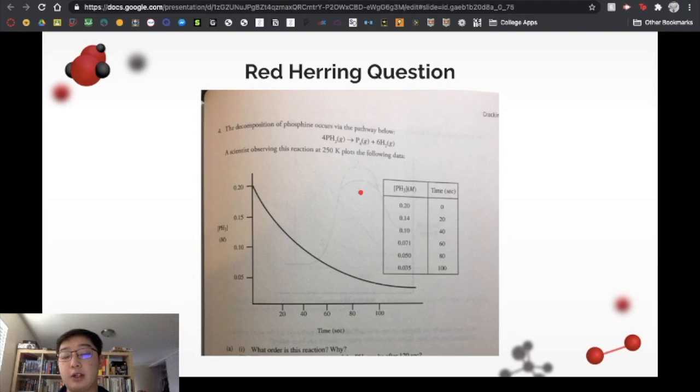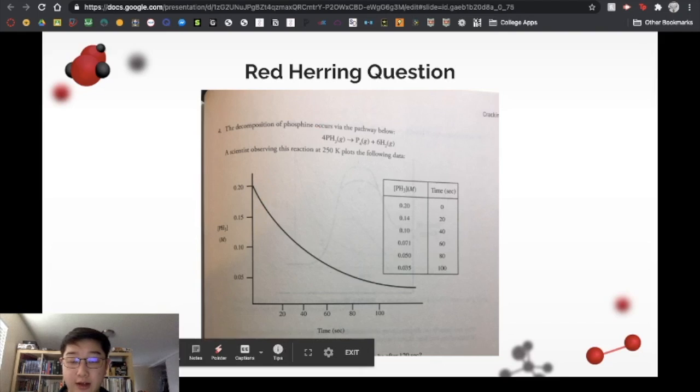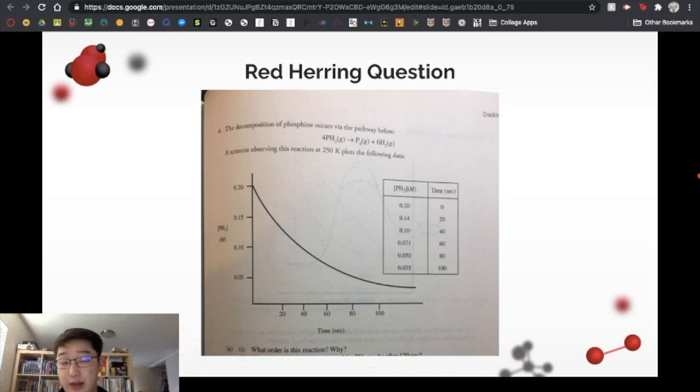And then here is a red herring type of question from the AP exam. In this case, it states the decomposition of phosphine occurs via the pathway below. And it gives you this equation. And the question, it's all the way down here, asks what order is the reaction and why. So in this case, the answer is first order.